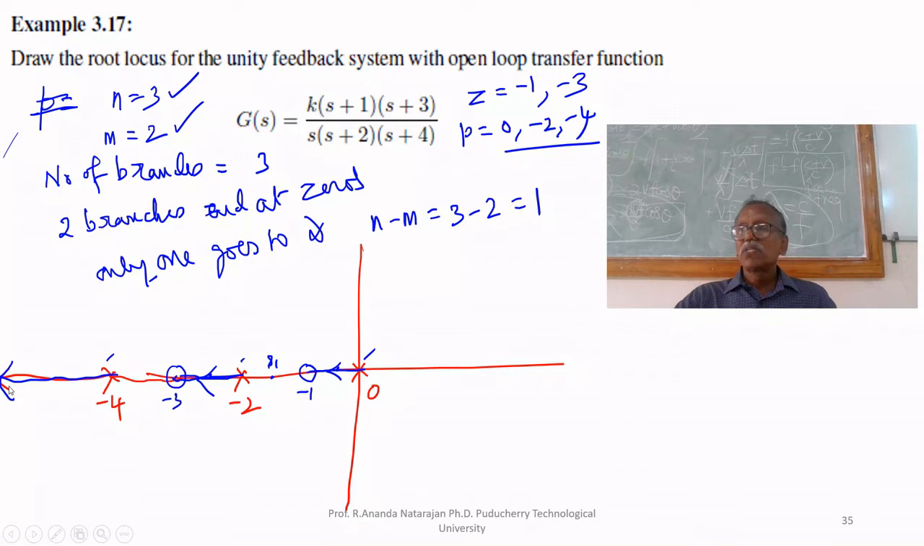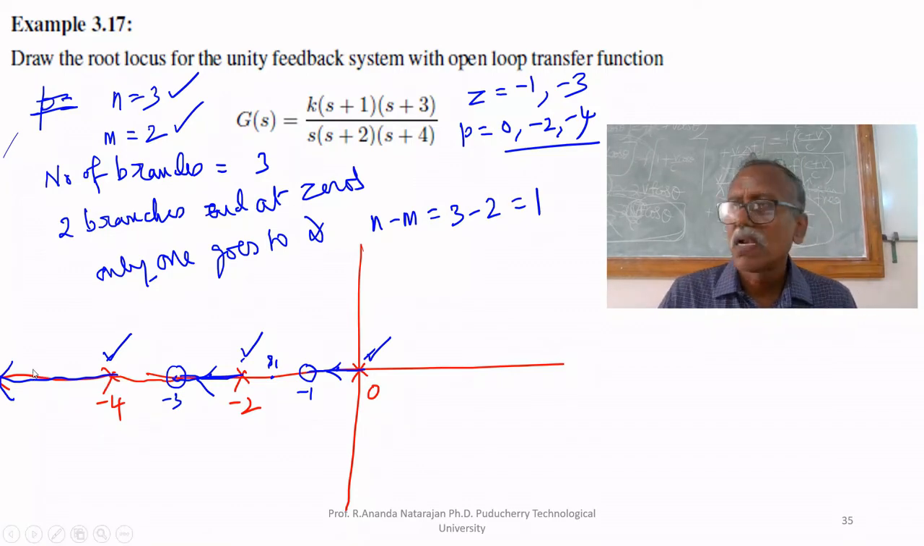Completed. So, a root locus sum will be asked in 8 marks as well as 2 marks. This sum is 2 marks. You can draw the rough root locus branch. One root locus branch starts at 0, another starts at minus 2, third starts at minus 4. The root locus starting at 0 ends at minus 1. Minus 2 ends at minus 3. Minus 4 ends at infinity. That's all.